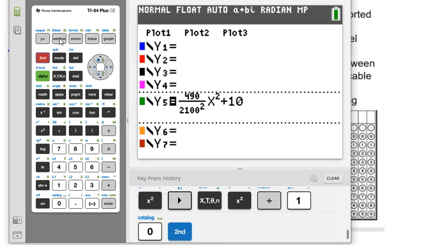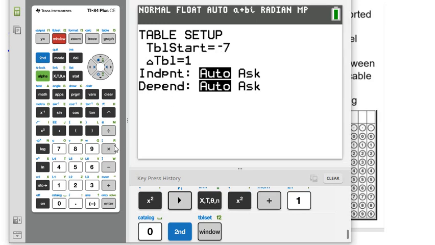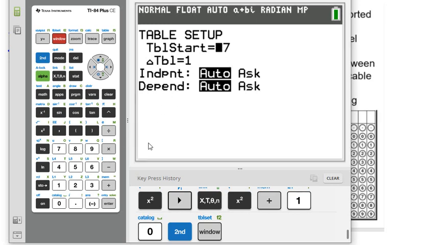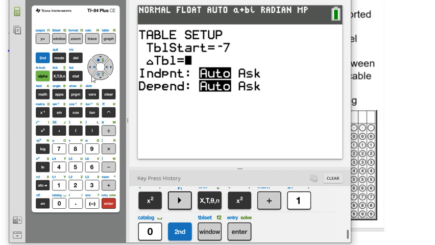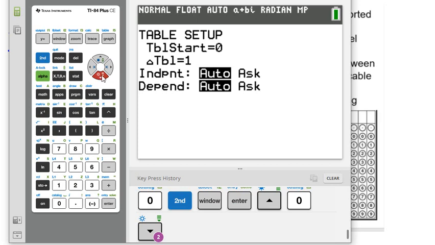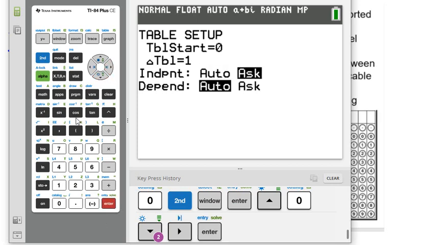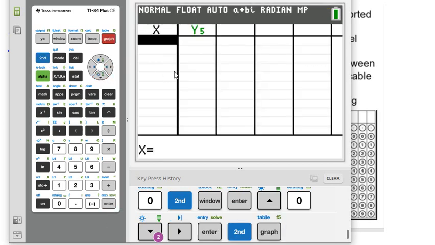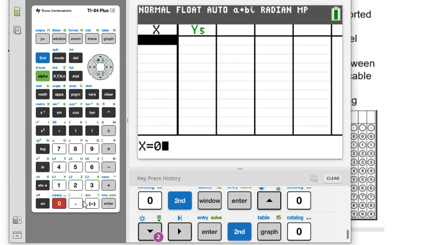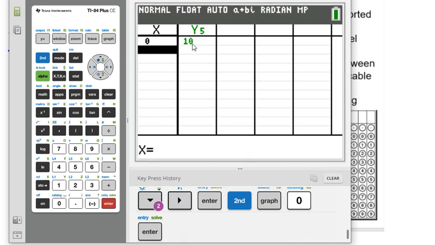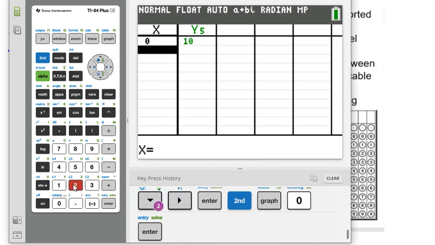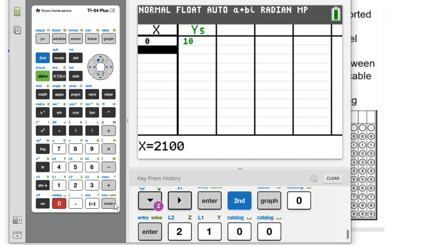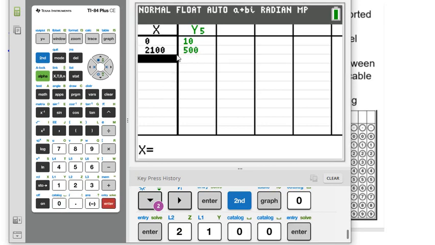And then what I did is I previously entered this into ask. I'm going to do that again. I'm going to start at table start 0, not that it makes a difference. I'm going to go to ask. And when you go to ask, you're given a clean slate here. So if I enter 0 for x, I should get 10, right? If I enter 2100, I should get 490, or no, I should get 500. That's right, I get 490 because it'd be 490 plus 10.